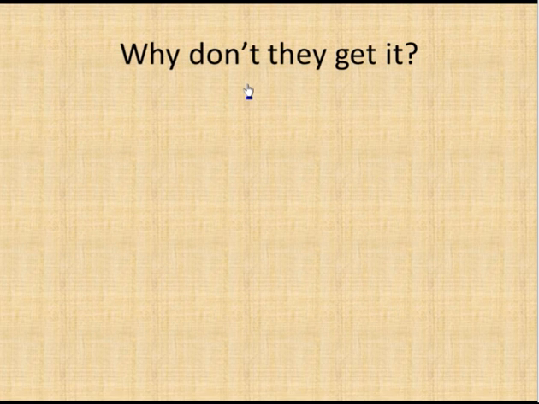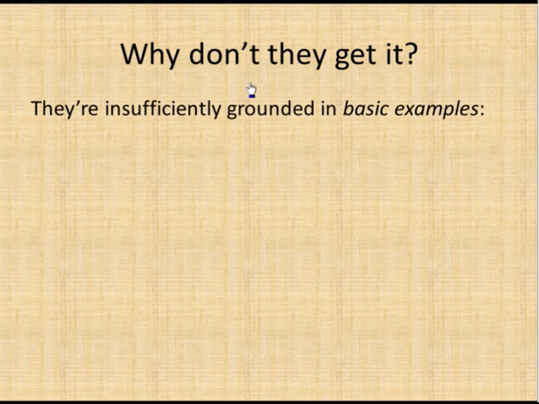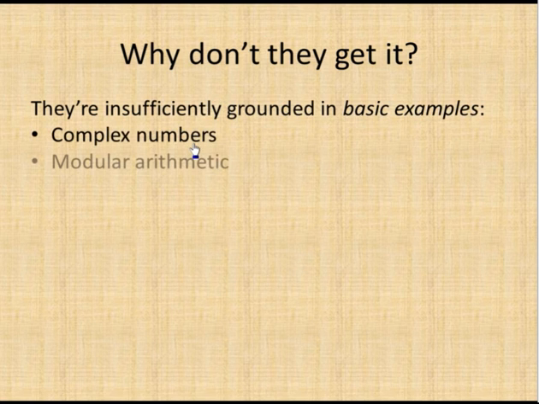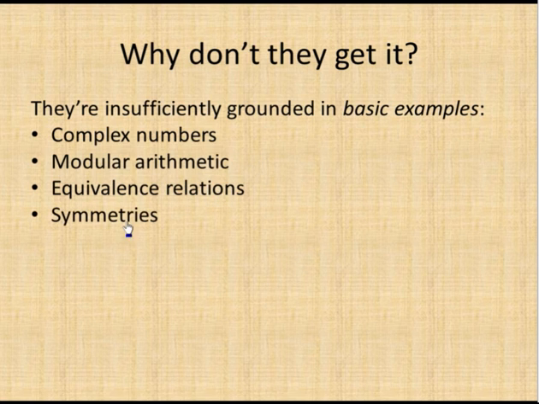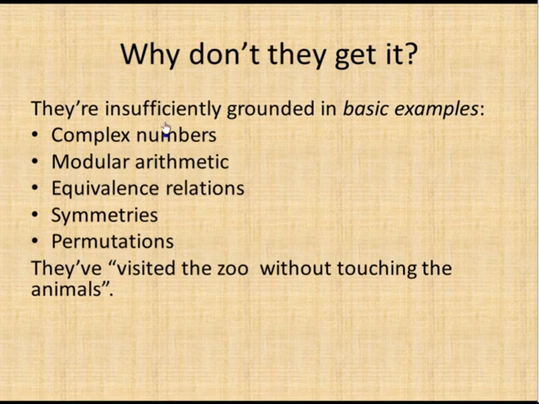All right, so let's think of the question, why don't they get it? Why do they have so much trouble with abstract algebra? I claim it's because they're insufficiently grounded in basic examples, like complex numbers, modular arithmetic. Historically, these were the examples that motivated the abstract algebraic structures that we use now. Equivalence relations lead into cosets, symmetries, permutations. These things are basic, much more concrete. They don't even have a grasp of these things. How can we expect them to grasp the abstraction of these concrete concepts?